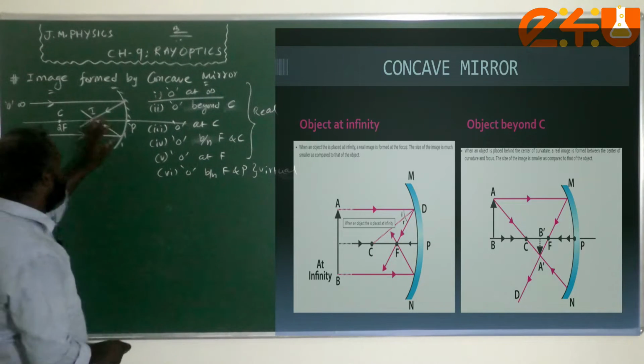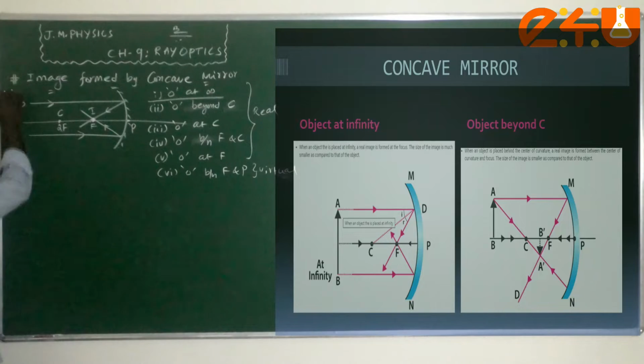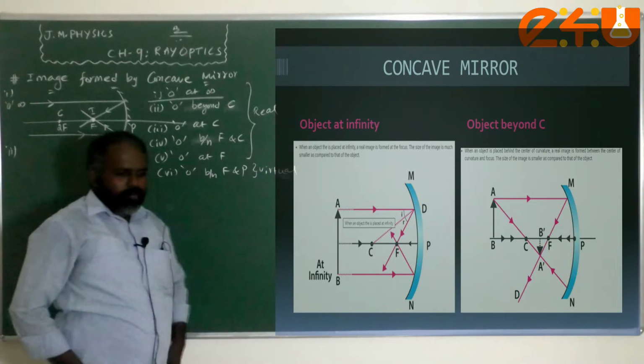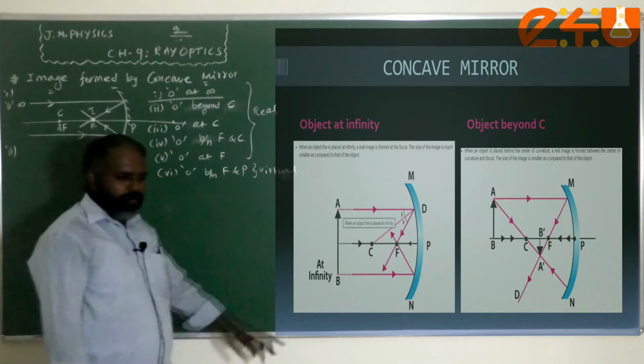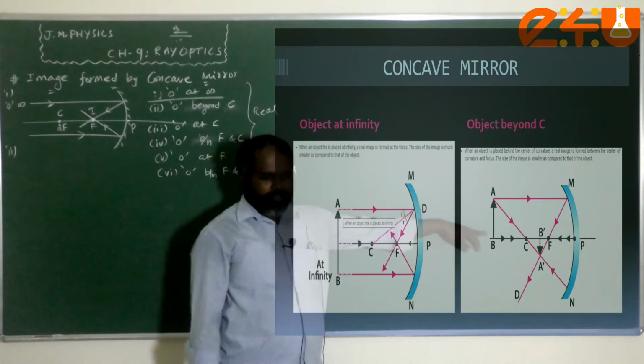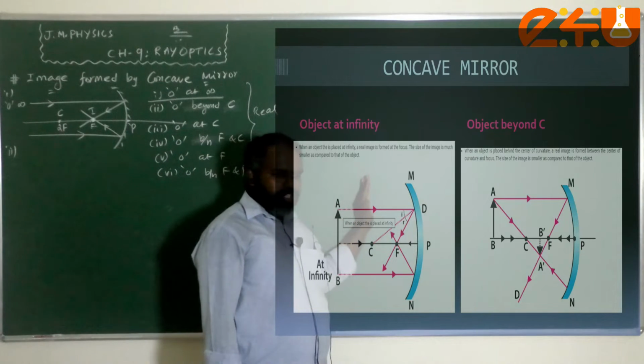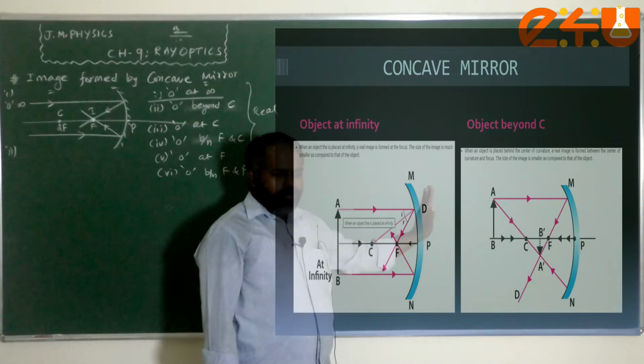Yes, that is the case 1. And the second case diagram is what, children? Object is beyond C, but it is a finite distance and beyond C. You just see the diagram, children. When the object is beyond C, that means from infinite distance to a finite distance the object is moved.